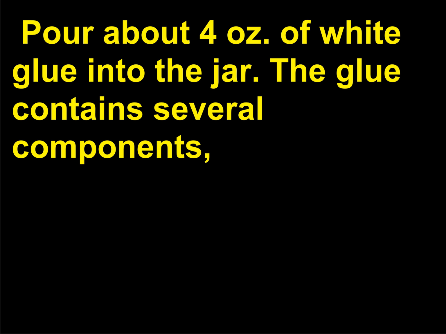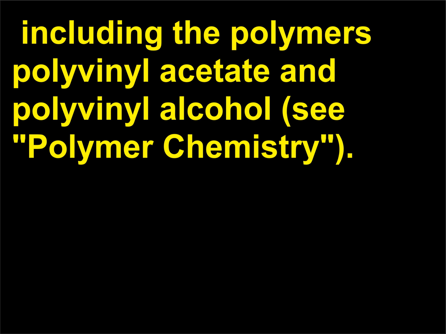The procedure: pour about 4 ounces of white glue into the jar. The glue contains several components, including the polymers polyvinyl acetate and polyvinyl alcohol. See polymer chemistry.